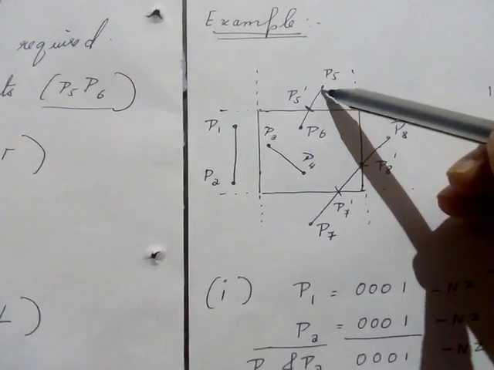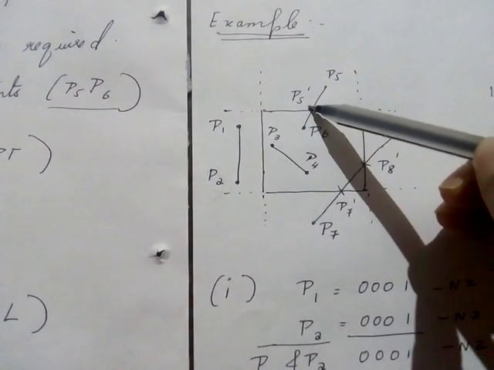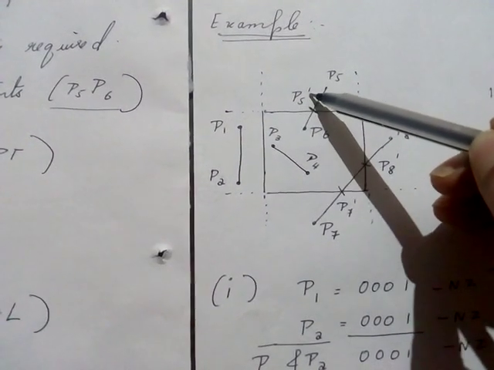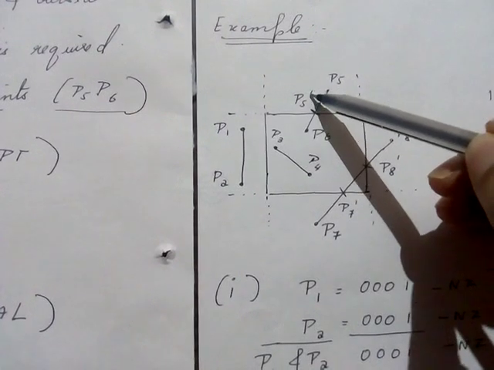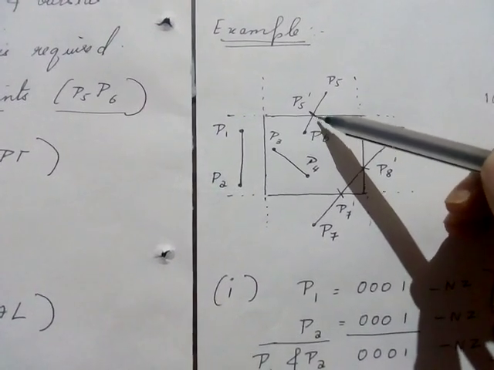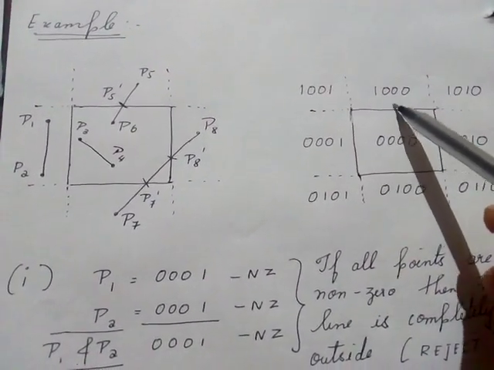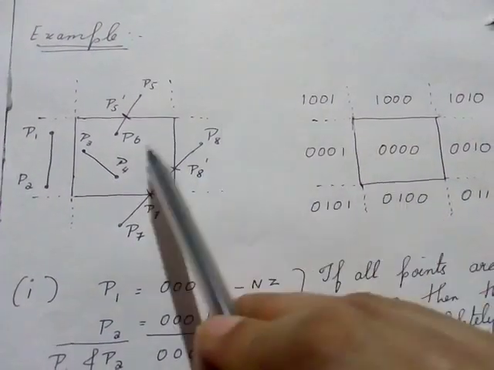So what we'll do is, we will find out this line's intersection. This intersection point we'll call P5 dash, because P5 is outside. P5 dash's value will be the same as that of the window. That means this window is all four zeros, no? As it is on the boundary of the window, this value also will become all four 0.